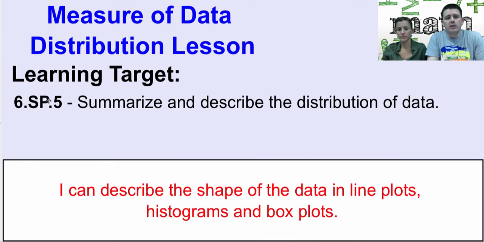So get your title. You've got your learning target, 6SP5: summarize and describe the distribution of data, and I can describe the shape of the data in line plots, histograms, and box plots.